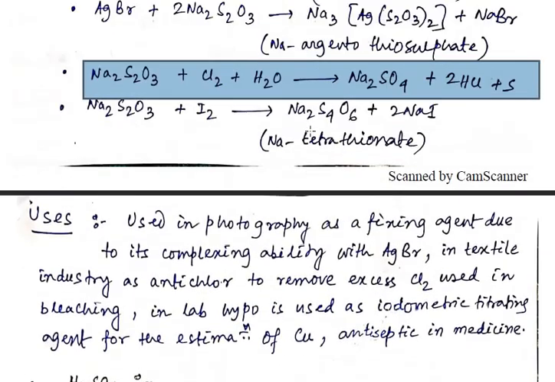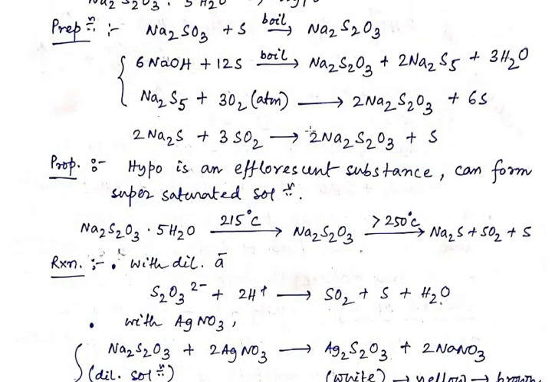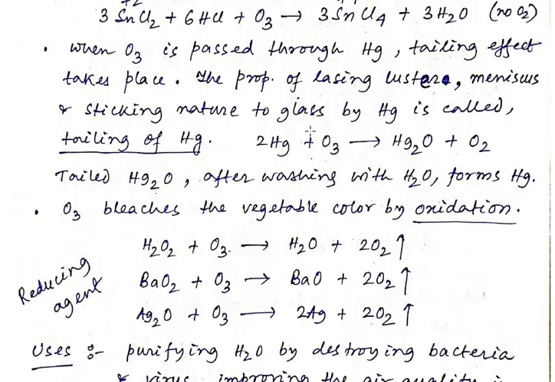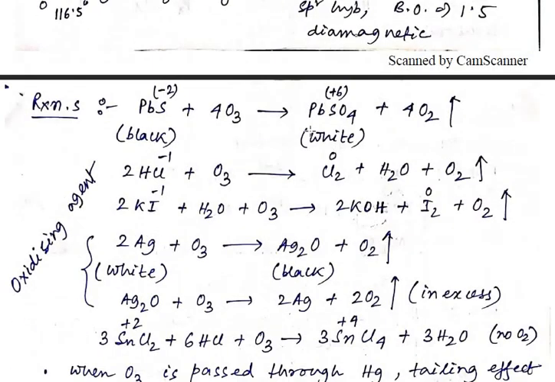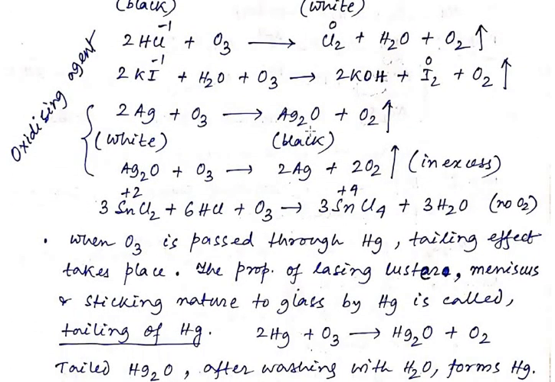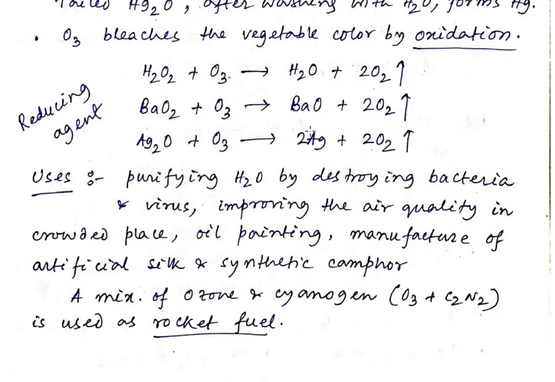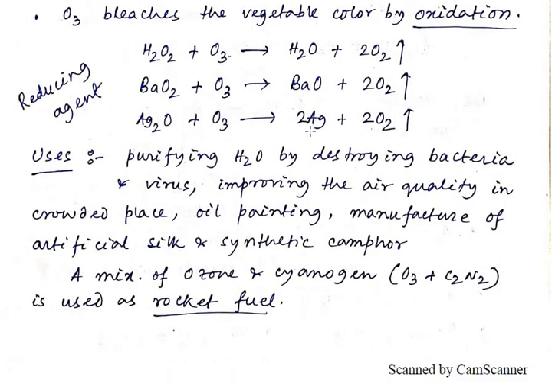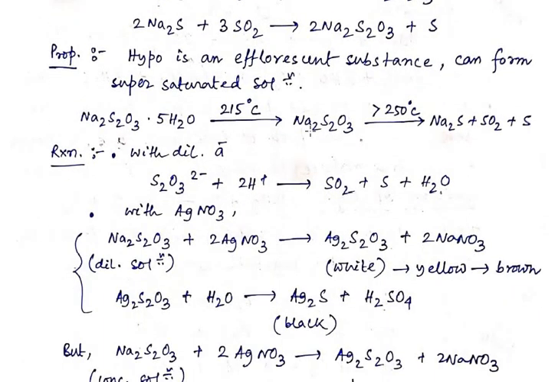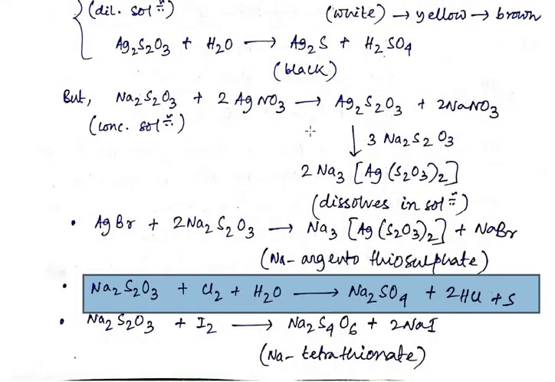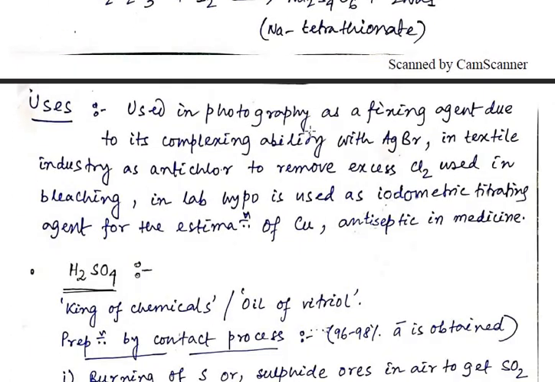So in our today's class, mainly we have discussed three important things of the group 16 elements. The first one was ozone, the methods of preparation, and the other physical properties that we have discussed, and the reactions, where it can be used as an oxidizing agent and as a reducing agent. Then we have discussed the uses of it. Then sodium thiosulfate, the methods to synthesize sodium thiosulfate or hypo. Then the reactions of sodium thiosulfate, and finally the uses of it.